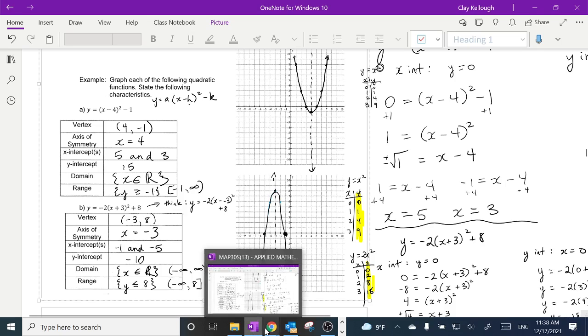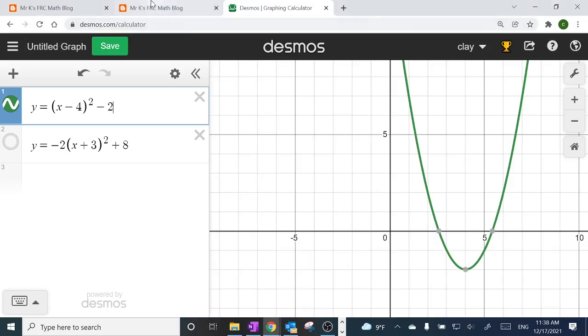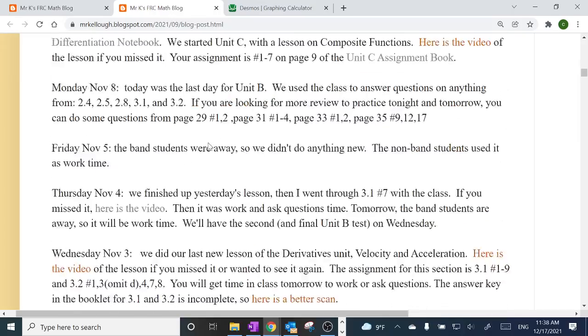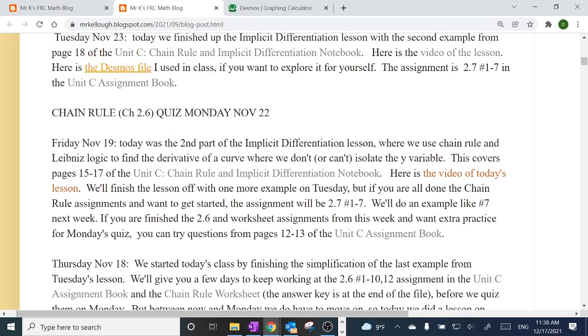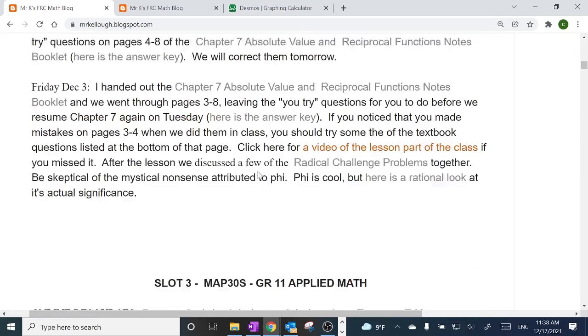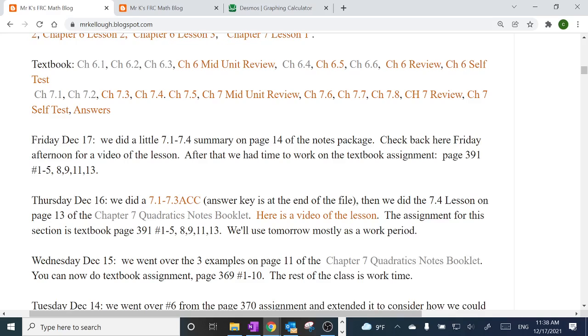You have an assignment here that you can work on. Go to the blog. Hold on. Wait a minute. This is old stuff. This is not the right place. There we go. That's you. Slot 3, page 391, 1 to 5, 8, 9, 11, and 13. Okay, so that's the assignment you should be working on.